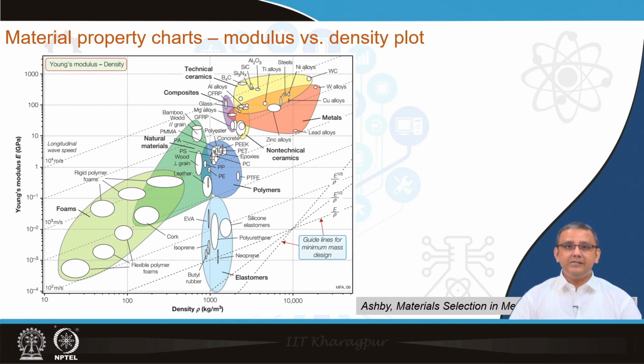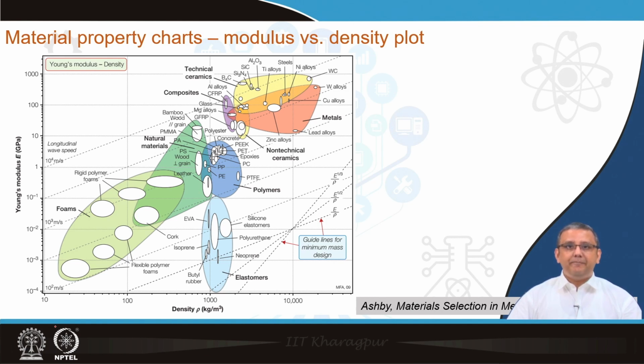In case of polymers, we have both covalent bond and weak van der Waals bond. Although covalent bond is strong, because of the weak interchain van der Waals bond, polymers also have very low Young's modulus, as you can see in this plot. That leaves us with the two other classes: one is the foams or cellular solids and the other is the composite materials.